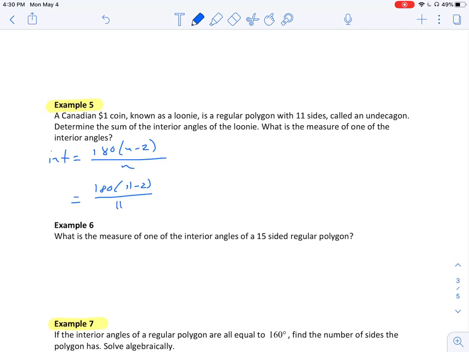So then I'm going to have 180 times 9, which would be 1,620. 1,620 over 11, which would give me 147 degrees, or 147.27, but I just rounded that to 147.